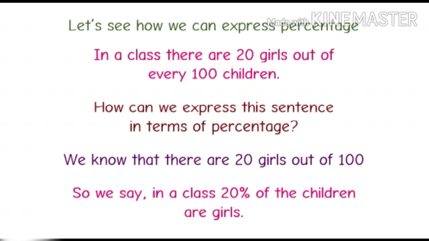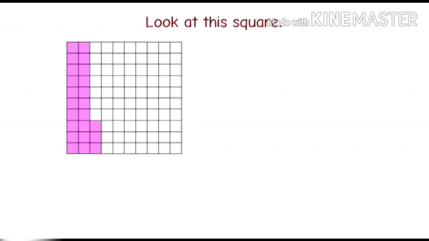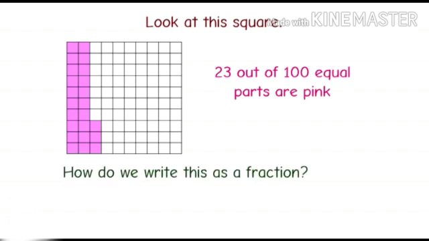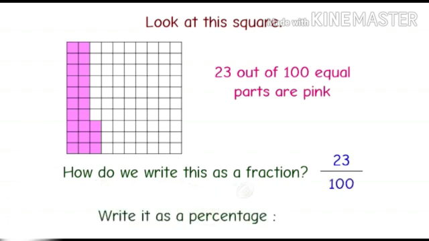Look at this square. 23 out of 100 equal parts are pink. How do we write this as a fraction? Yes, 23 upon 100. Write it as a percentage, 23%.